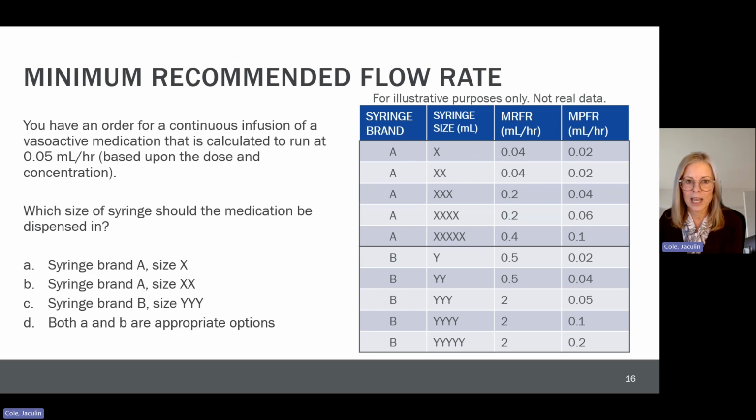And so if we look at this column here in the chart, we can see that the minimum recommended flow rate is less than our desired flow rate only for syringe brand A, size X, and syringe brand A, size XX at 0.04 milliliters per hour. So the correct answer, which most of you entered into the chat, is D, as both syringe brand A, size X, and XX have a minimum recommended flow rate below the ordered rate. And we will talk shortly about how to decide which one to use then when you have two options.